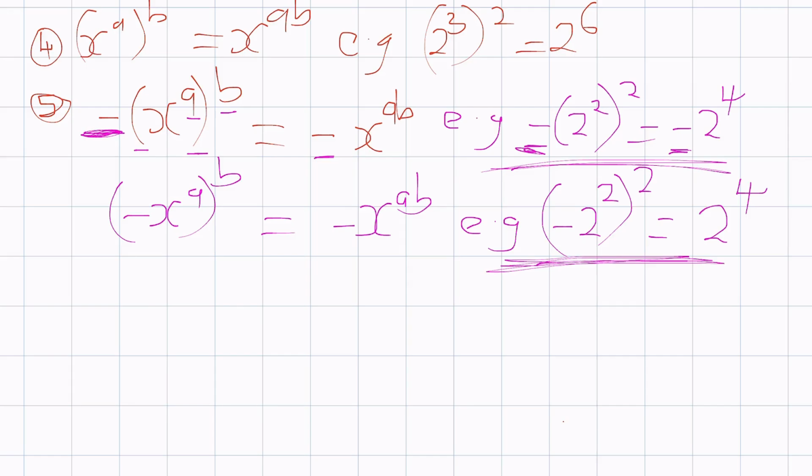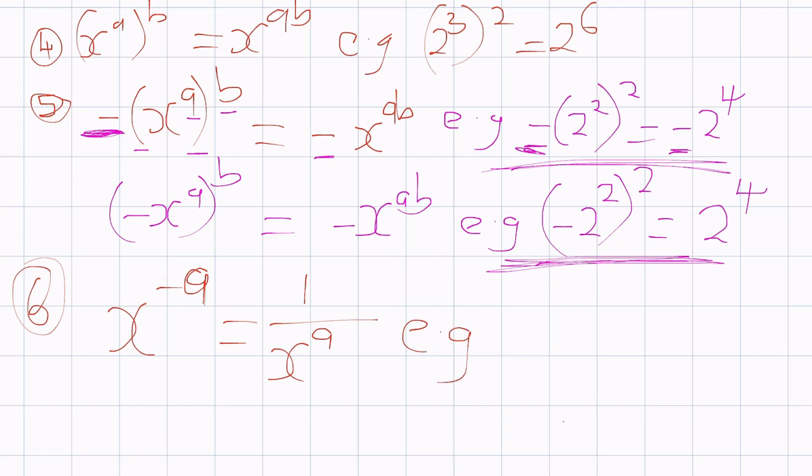Okay. Now, moving on to the next law, law number 6, that states that x to the power of minus a is similar to 1 over x to the power of a. So when you want to remove the negative sign of the power, you just say 1 over. This takes away the negative sign. So for example, when you have 2 to the power of minus 3, this is similar to 1 over 2 to the power of 3, which is equal to 1 over 8.